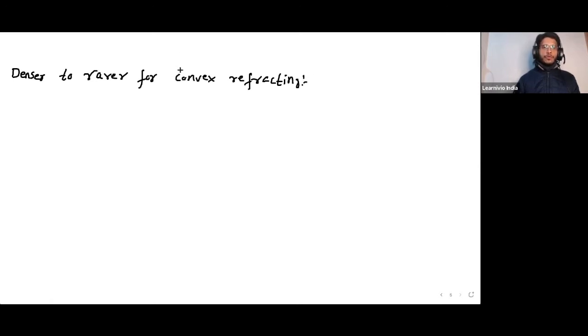See, instead of convex, if you are taking a concave surface, then again your answer will remain the same. The equation just depends whether refraction is from rarer to denser or from denser to rarer. It does not depend on the shape of your surface, whether concave or convex. The relation will be the same. So let's start this calculation.